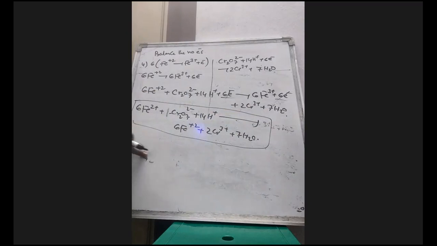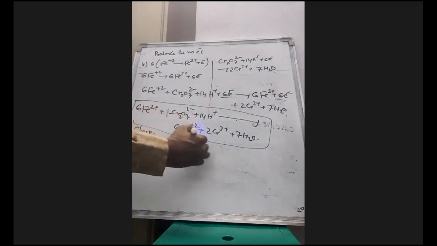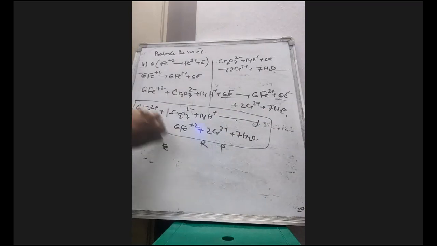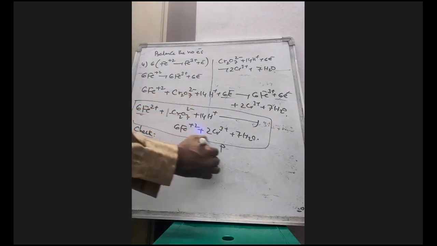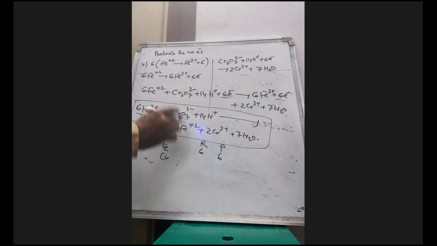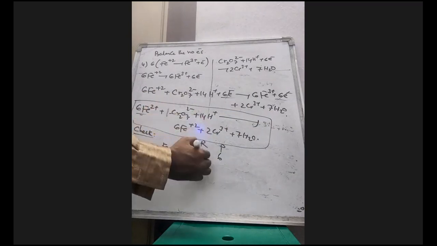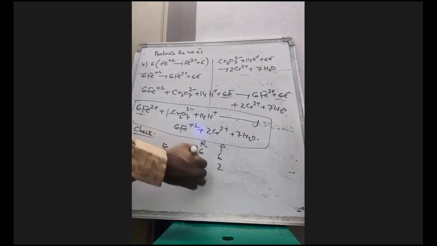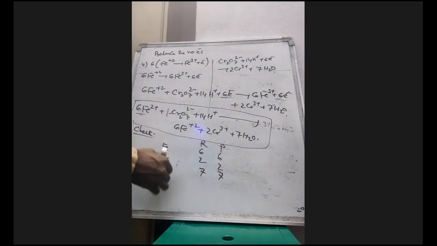Here we can check whether the balance is correct or not. Reactant side, product side. How many iron atoms are there? 6, and here also 6. And chromiums? 2. And how many oxygens? 7 on the reactant side, and the product side also 7.